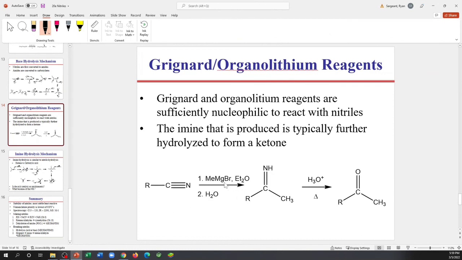So this organolithium compound, and rather than show it as a methyl group, I'm just going to be generic and refer to it as an R group right here, combined with a Grignard or an organolithium compound.